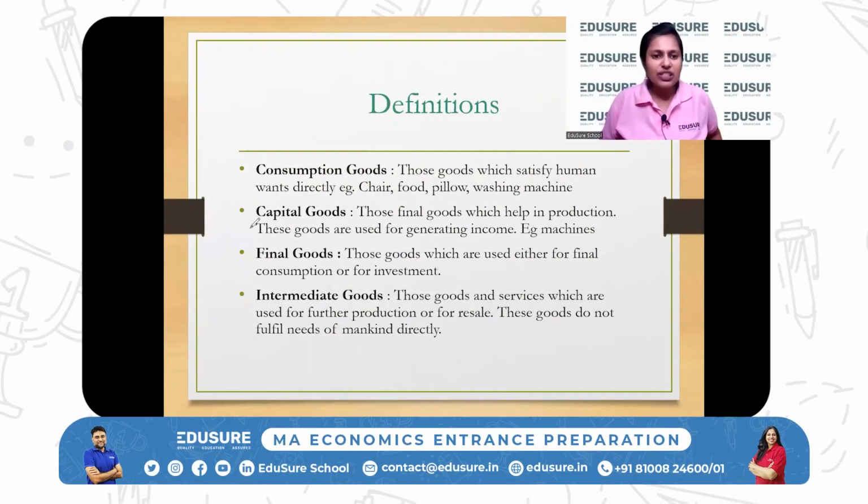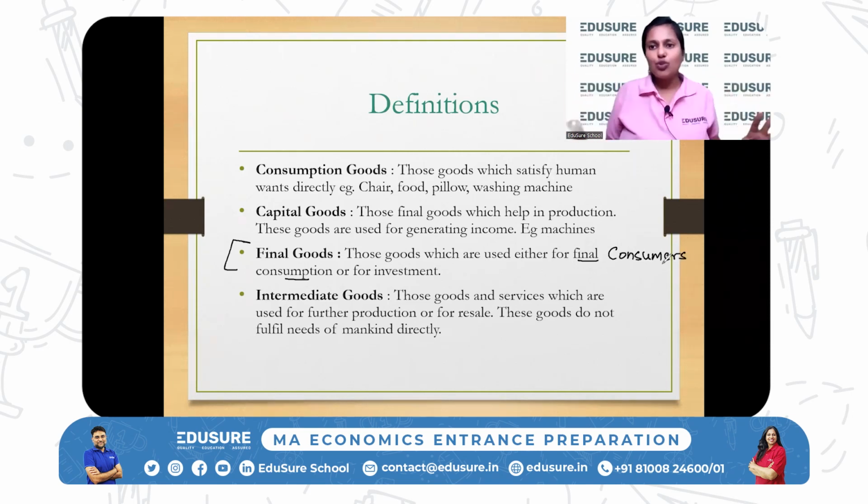Distinctions. The first distinction is: is the good a final good? Final good means the good is used for final consumption. Okay, the good which is used for final consumption. Who uses goods for final consumption? People like me and people like you, consumers. Okay, consumers, final consumers. What they consume is called consumption goods, final goods.